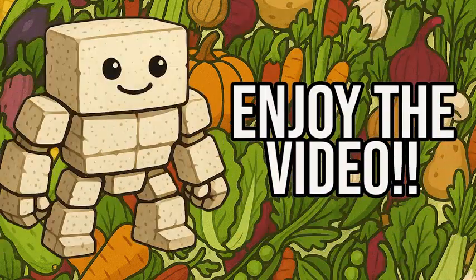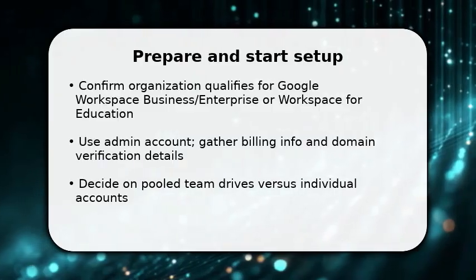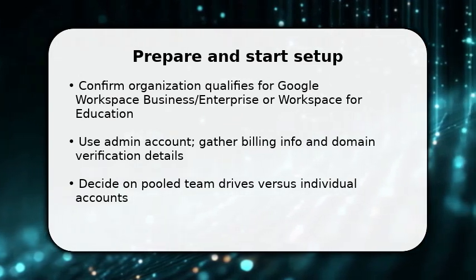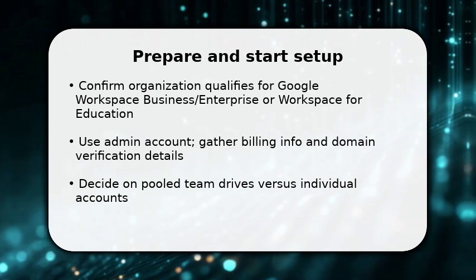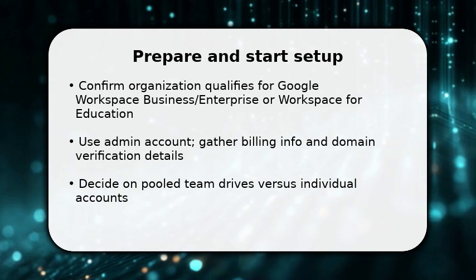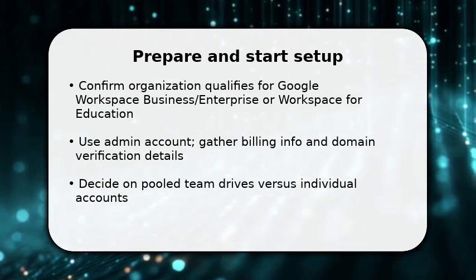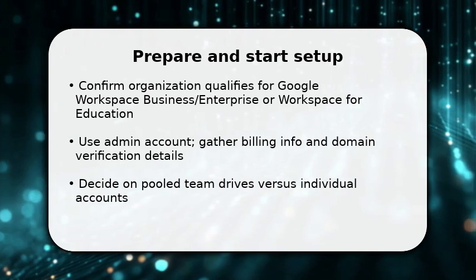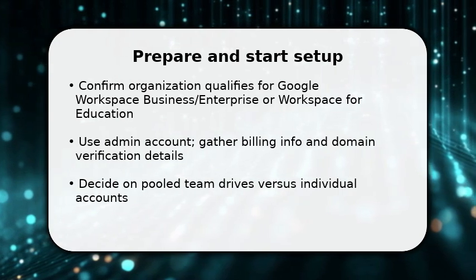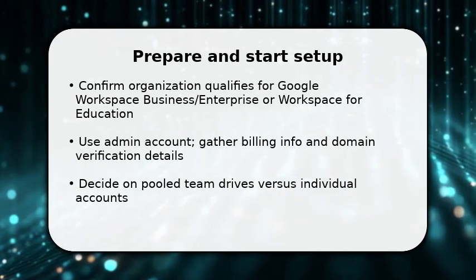Please enjoy the video. You begin by confirming eligibility. Google Workspace Business Plus, or Enterprise, or Education editions often include pooled or unlimited storage once thresholds are met. Use your admin account to verify your domain and attach billing. This is required. Once done, enable billing and assign seats for users so pooled storage thresholds apply.